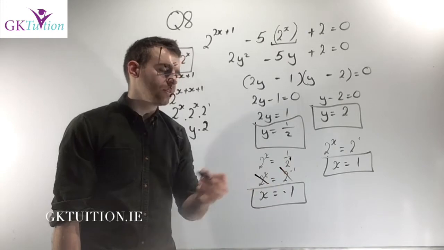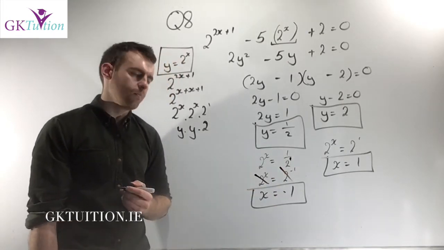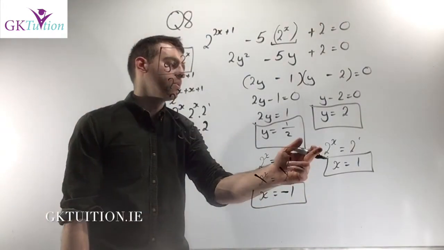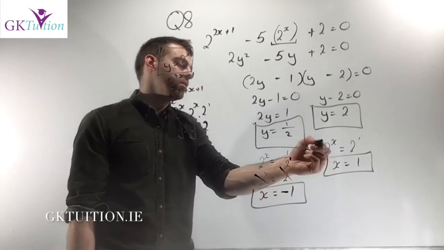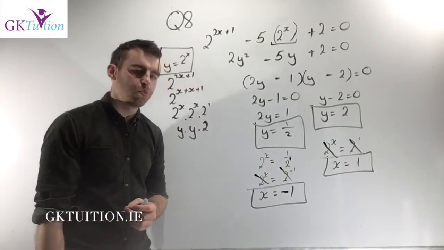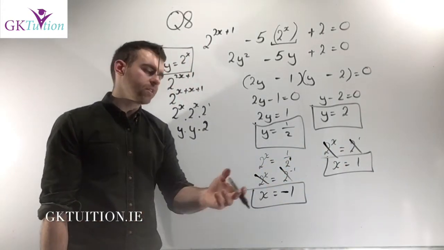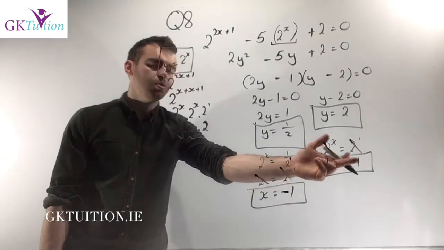The 2's will cancel and I'm left with x equals minus 1. On the other hand, if 2 to the power of x equals 2 to the power of 1, the 2's just cancel and you're left with x equals 1. So your two answers in that case are x equals minus 1 and x equals 1.